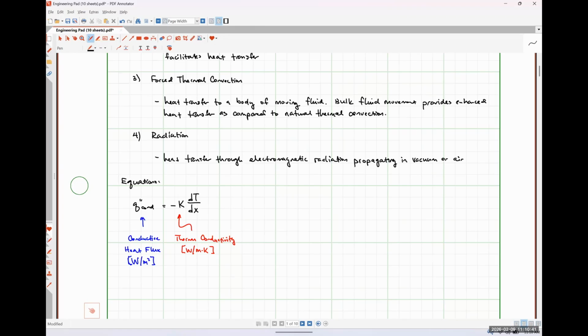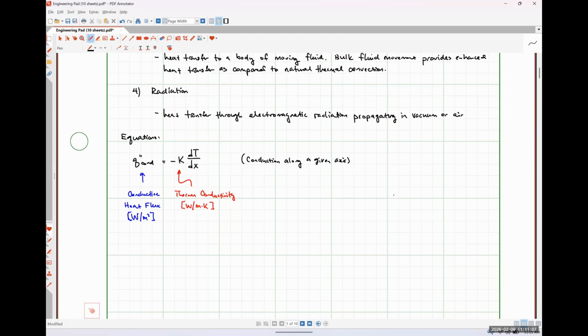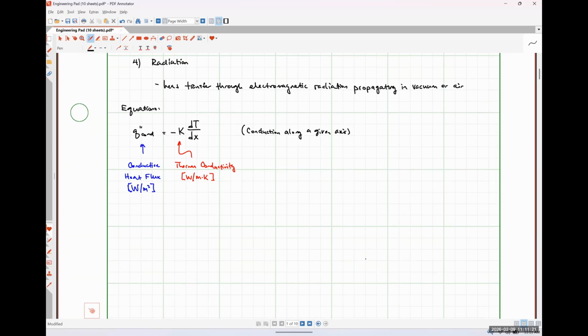And this equation describes heat conduction along a given axis. So if heat is traveling along the y-axis, then we would have the derivative taken with respect to y, etc. Okay. So I think realistically in a three-dimensional system, that derivative of temperature with respect to x would actually look like the vector gradient operation for what it's worth, but you're not going to have to deal with anything like that.